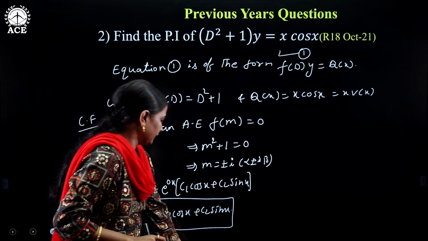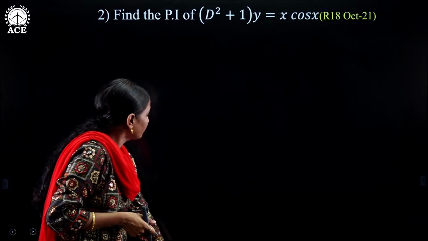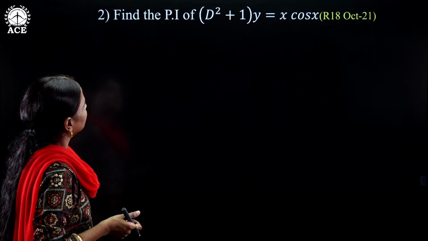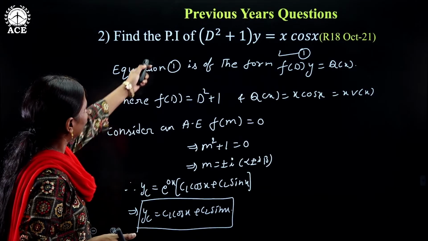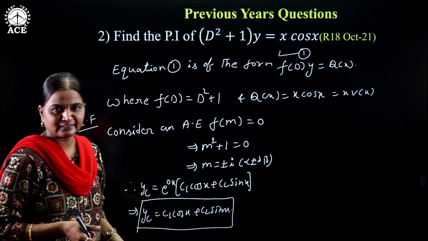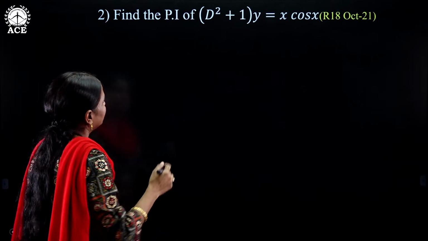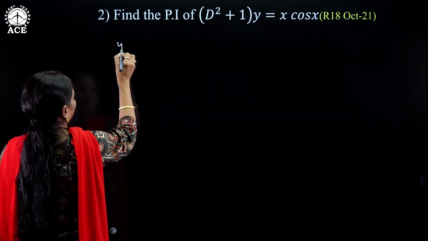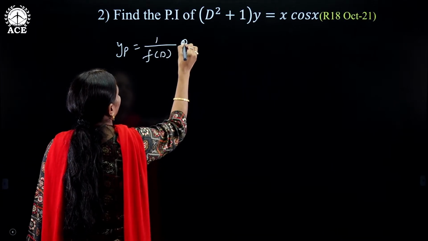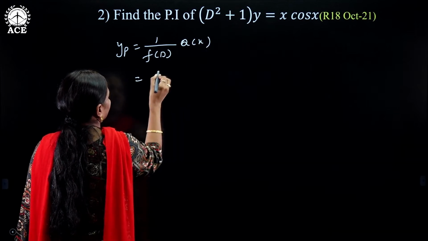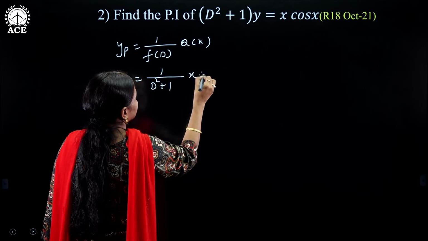Next, to find the particular integral. How do we find the particular integral? Sorry, here we have to find only the particular integral, no need to calculate the complementary function. What is the particular integral? Yp is equal to 1 by f of D into Q of x, that is, 1 by D squared plus 1 into x cos x.